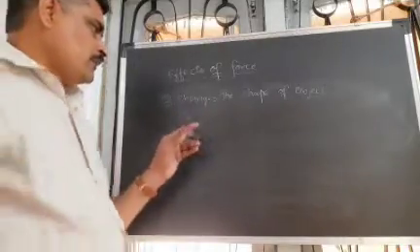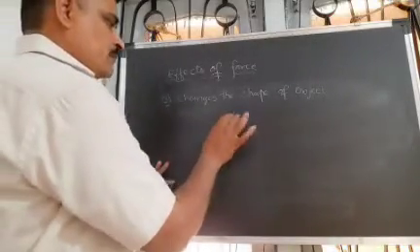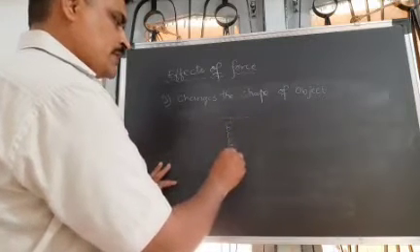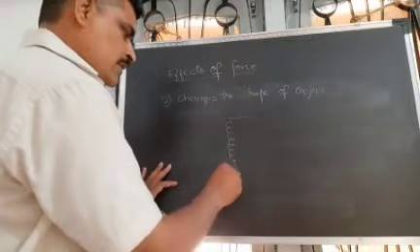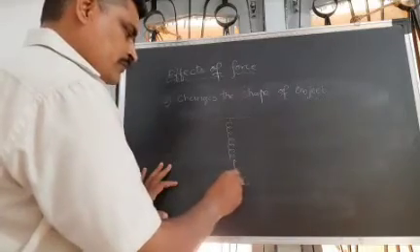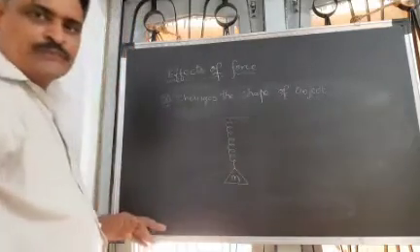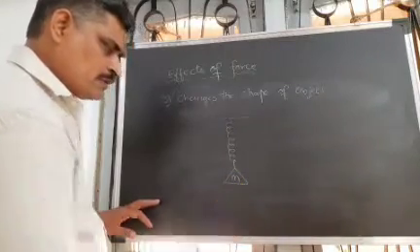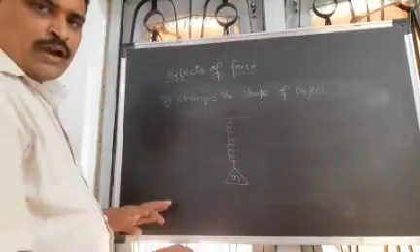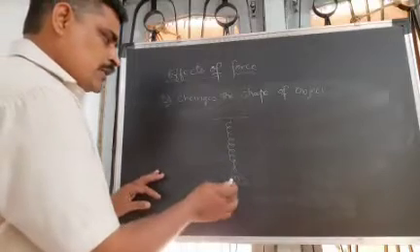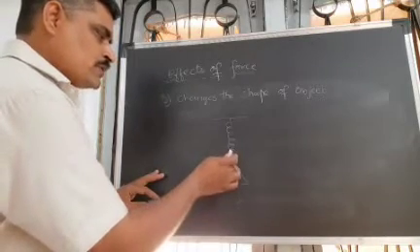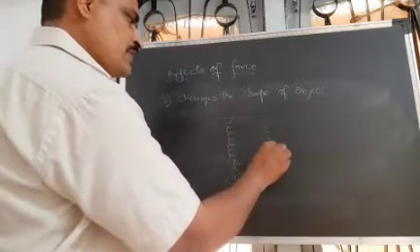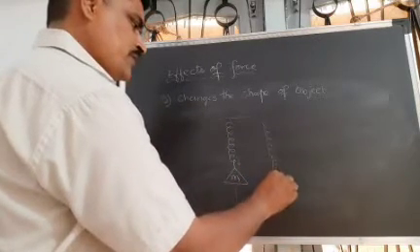So next one, if you take a spring, the spring is attached at one end. This is a spring, attached at one end, and to the other end a weight of M is hanged. This weight is pulled downwards by the earth's gravitational force, and due to this force the spring is pulled, and the shape of the spring changes.